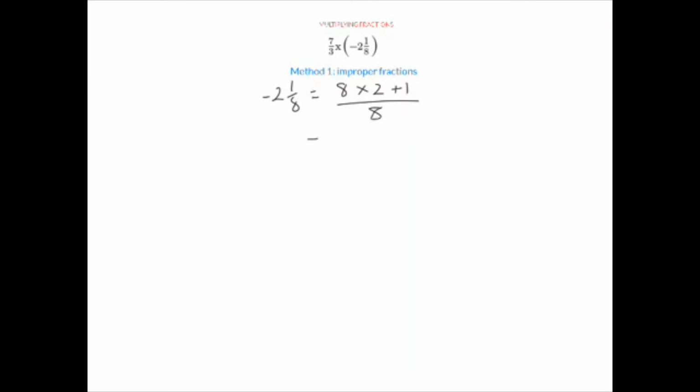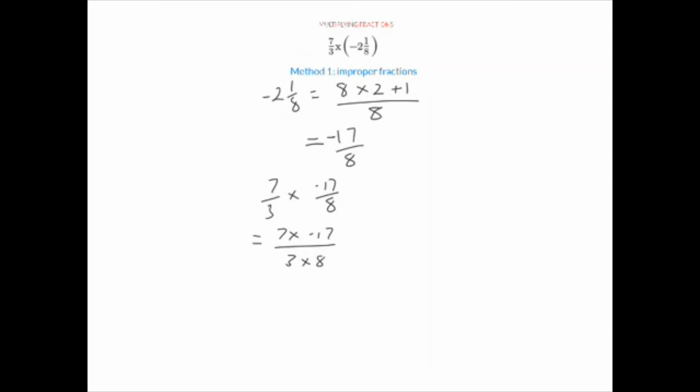So 8 times 2 is 16. 16 plus 1 is 17 over 8. And remember that it was a negative 2 1/8, so it'll be negative 17 over 8. So now we have 7 over 3 times negative 17 over 8. And this will be equal to 7 times negative 17 over 3 times 8.